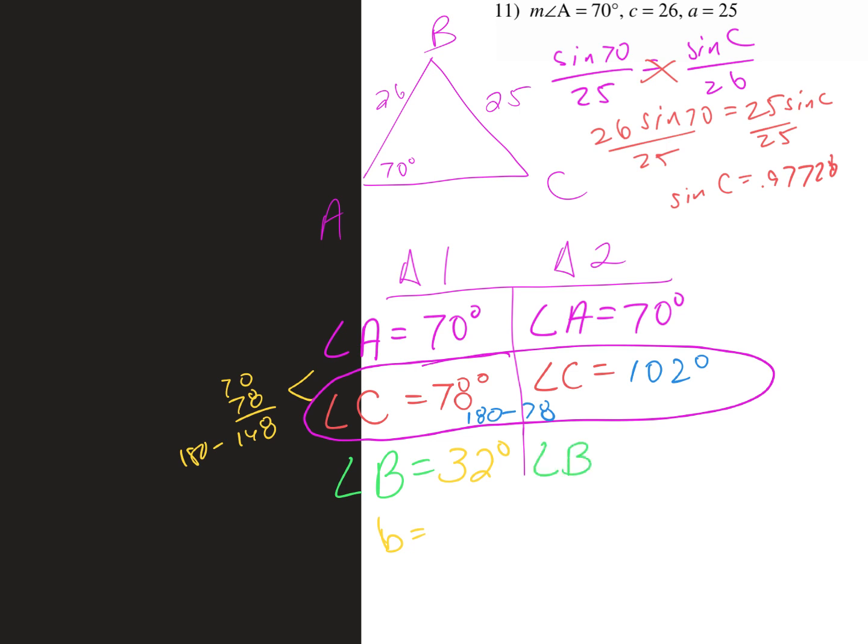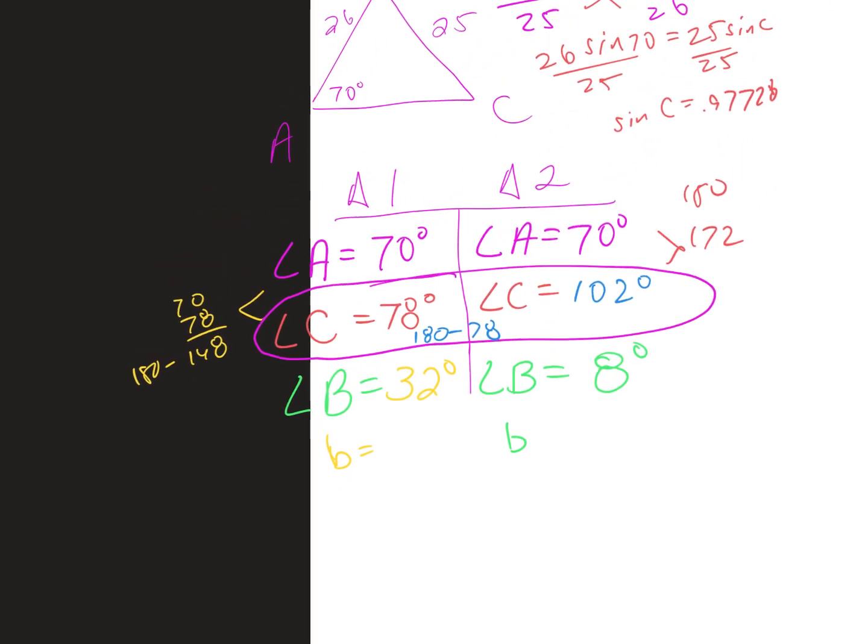Now, I still don't know yet if there's a second triangle. What do I have to do to figure out if there's a second triangle? We're going to add these two. What's 102 and 70? 172. Is that less than 180? Yes. If I said 180 minus, I have some degrees left over. What is that degree measure left over? 8 degrees. It's tiny, but it's there.